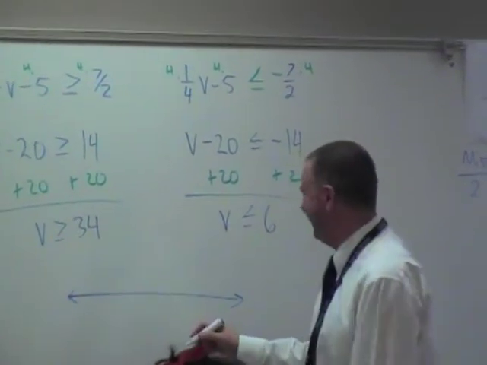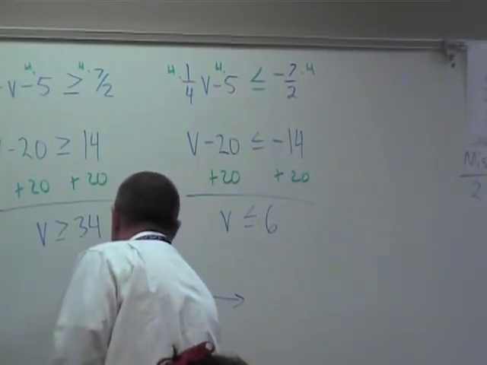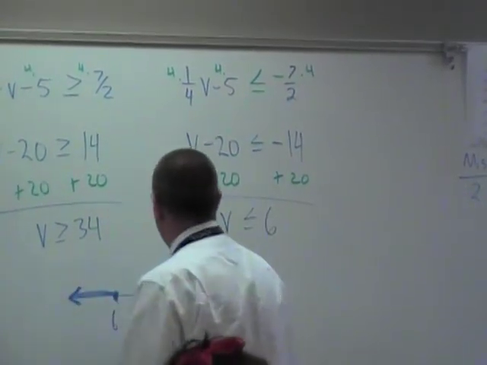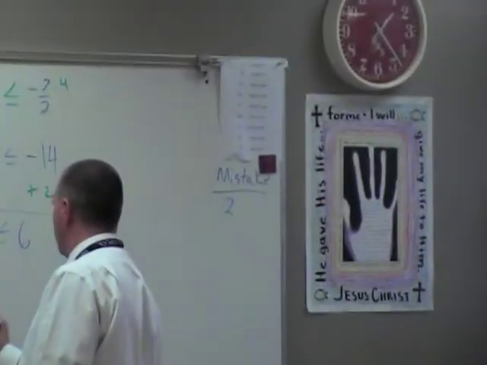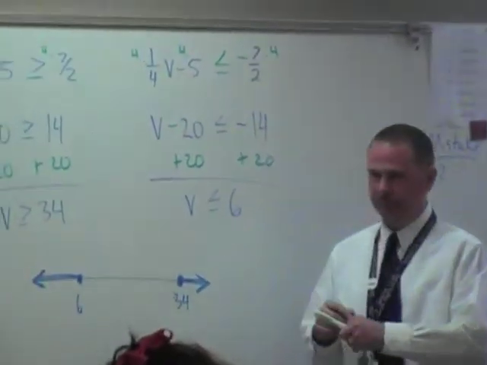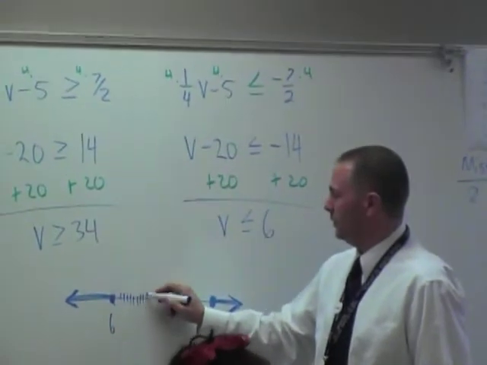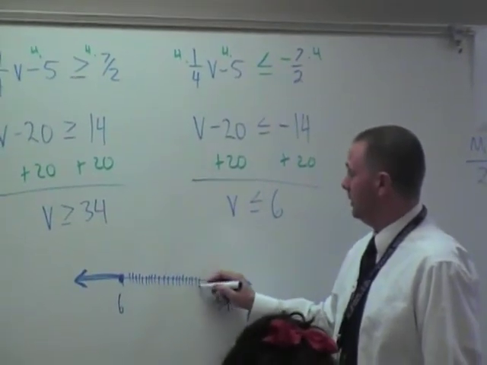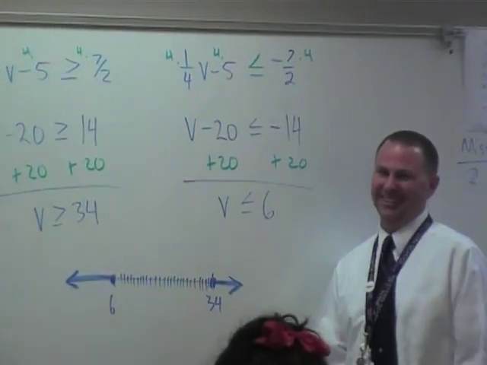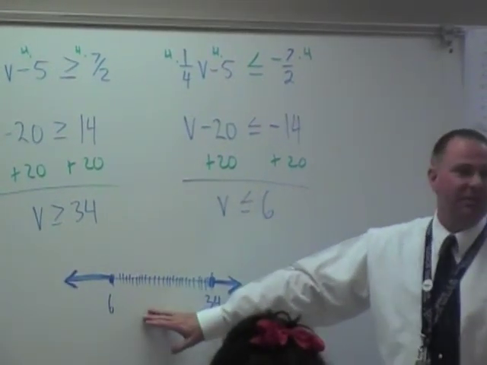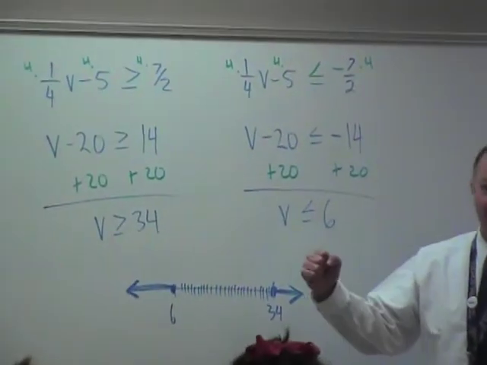Less than or equal to 6, so closed dot at 6. Change to the left. And 34, greater than or equal to 34. Change to the right. Who got this? Who actually graphed it correctly? That's pretty good.